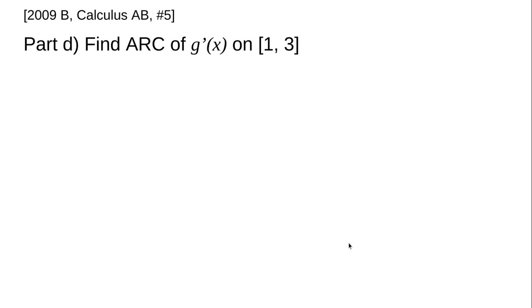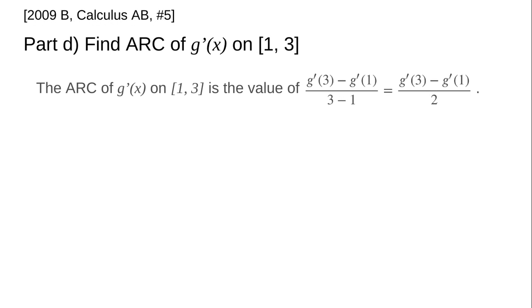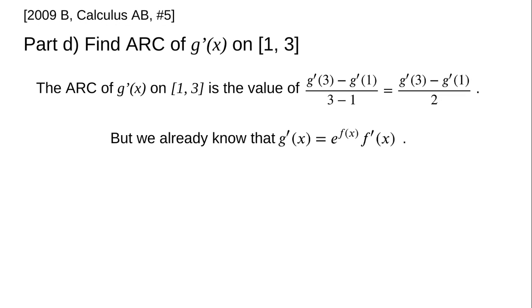For part D of this question, we are asked to find the average rate of change of g prime of x on the interval from 1 to 3. To do this, we'll use the average rate of change formula using g prime of 3 and g prime of 1. So substituting that into the formula for average rate of change, we have g prime of 3 minus g prime of 1 all over 3 minus 1, which is just g prime of 3 minus g prime of 1 all over 2. We know that g prime of x is given by the formula e to the f of x times f prime of x.